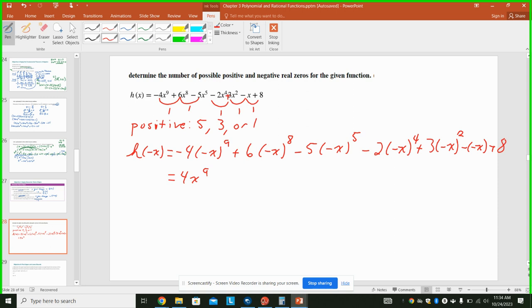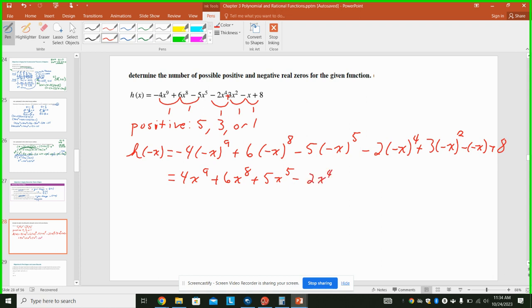So think of it like this. Odd exponents, the signs change. Even exponents, the sign stays the same. So this becomes a positive 6x to the 8th. This becomes positive 5x to the 5th since it was odd. What about the next one? Would it stay the same? Yep, good. So negative 2x to the 4th.